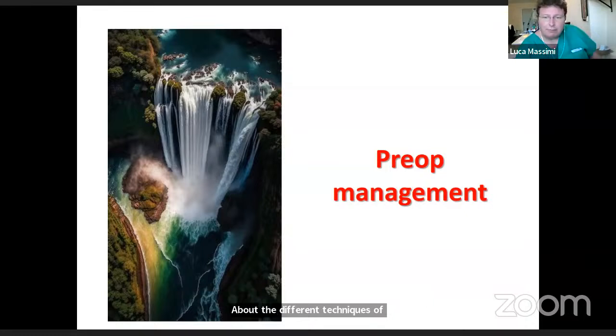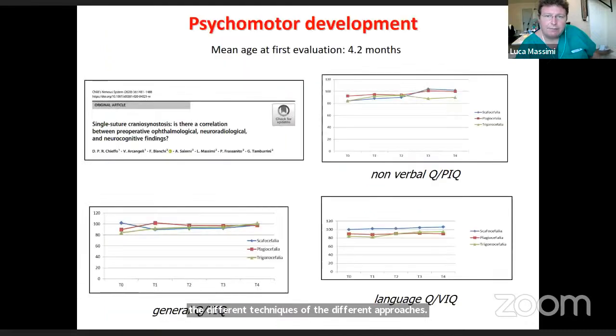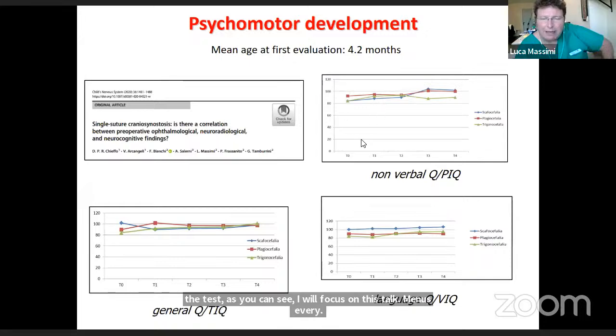About the preoperative management of single suture craniosynostosis, for sure we perform in every case a preoperative assessment of the psychomotor development of these children. This is one of our publications on this topic, where we presented the report about 200 children with a mean age of 42 months at the moment of the test. As you can see, I will focus in this talk mainly on scaphocephaly, plagiocephaly, and trigonocephaly.